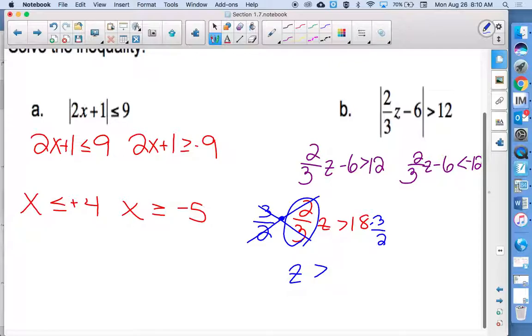So then I'm left with 18 times 3 halves. Peter, that is 27. Doing the exact same thing on the other side, we have 2/3 z is less than -6. So by multiplying by 3 halves, the reciprocal, that cancels both of them out. And that answer is, say again? -9. -9, yeah. Any questions with the inequalities?